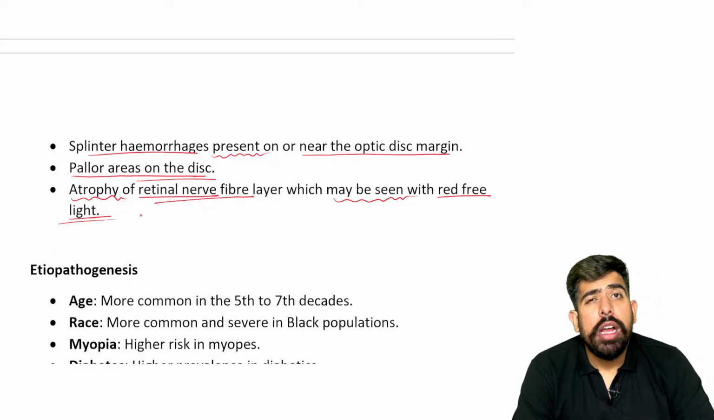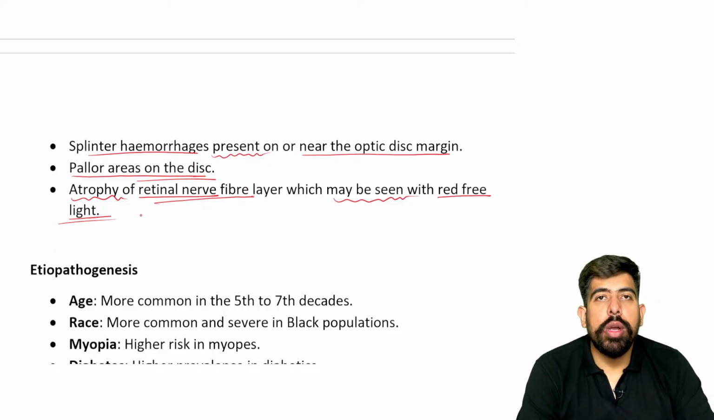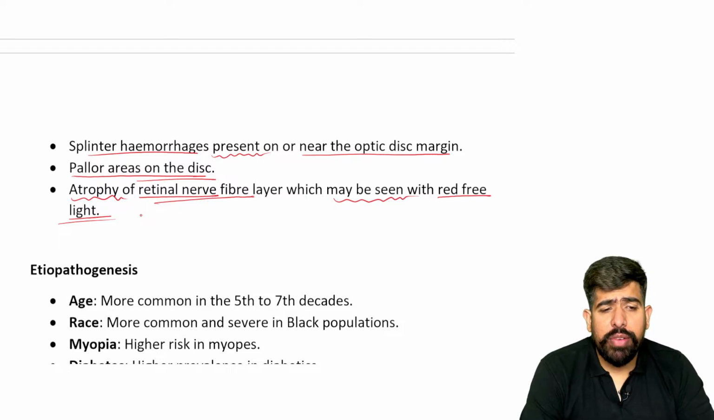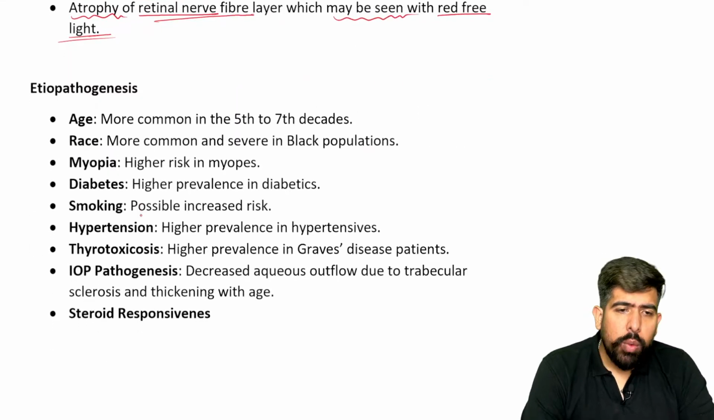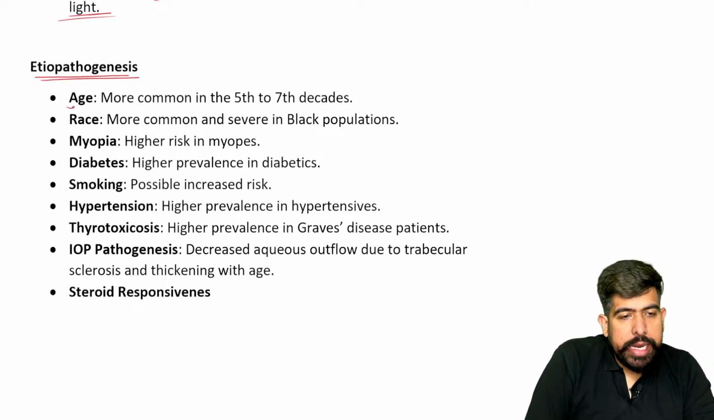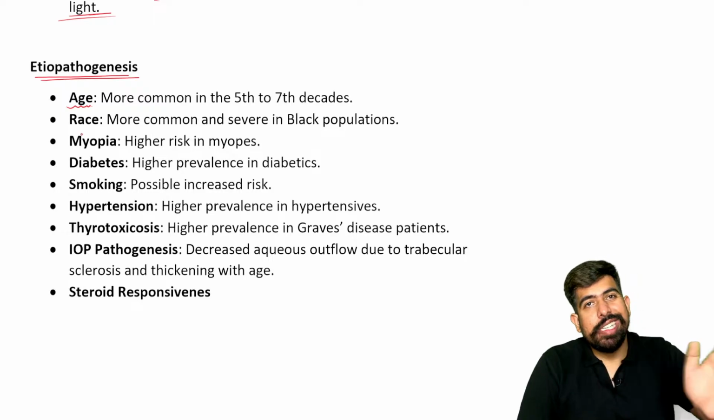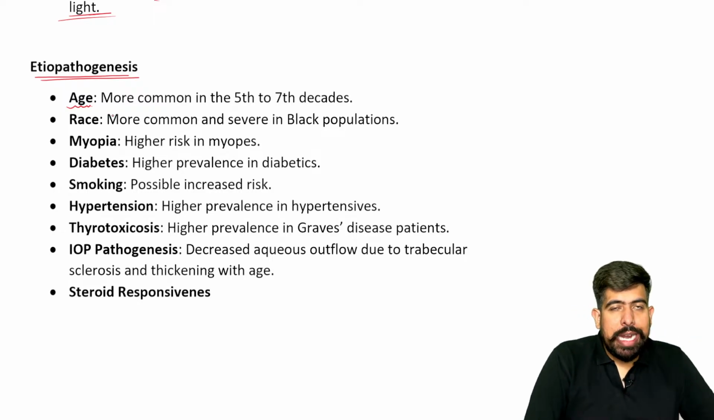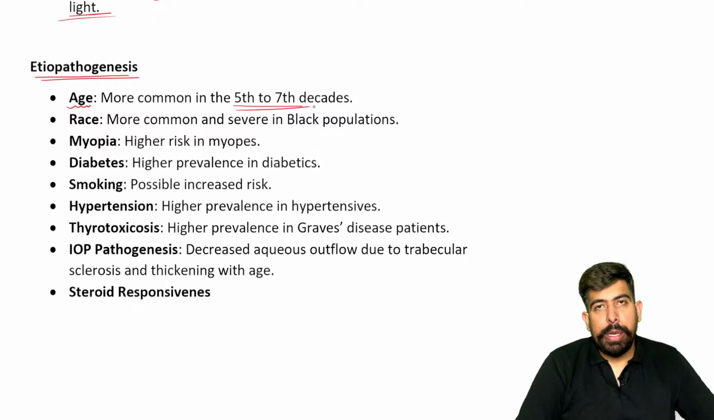There are the layers of the retina, which we have to talk about in the later part. So those layers are going to be affected and atrophied. What is the pathogenesis? The age, first of all, as we talked about, is seen in the older ages, or we can say adult onset. It is more common in the 5th to 7th decade of the patient.